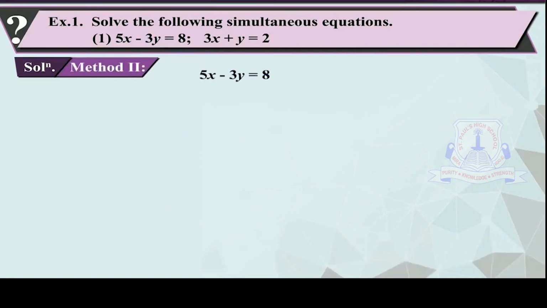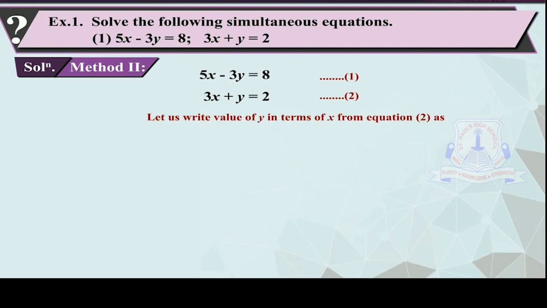Method 2. 5x minus 3y equal to 8, equation 1. 3x plus y equal to 2, equation 2. Let us write value of y in terms of x from equation 2 as y equal to 2 minus 3x, equation 3. Substituting this value of y in equation 1.